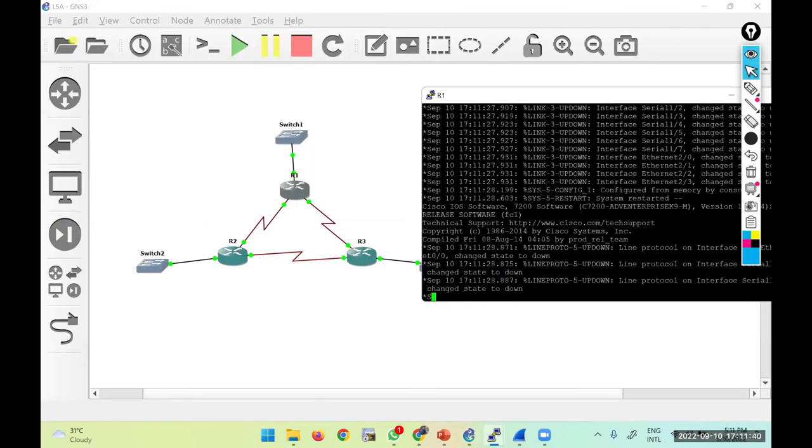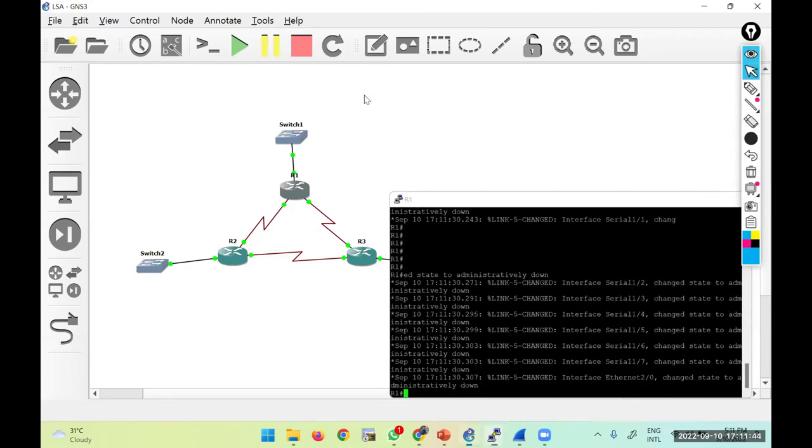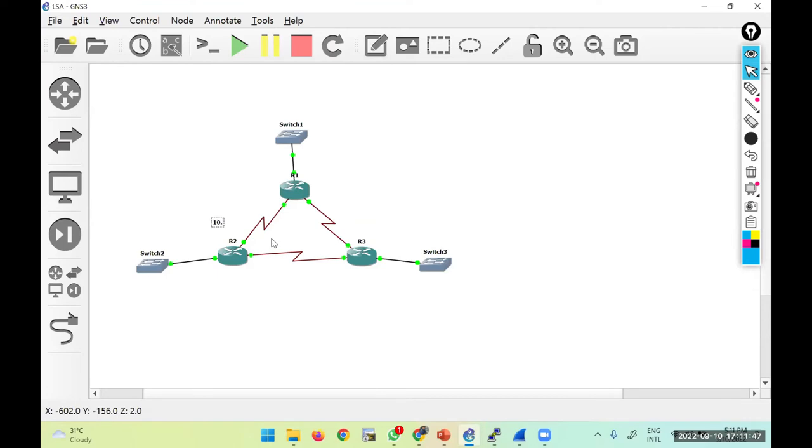Before configuring that, I'm putting the IP addresses here. This network will be 10.1.2.0/24, this will be 10.1.0.0/24, and that will be 10.1.3.0/24. This network will be 10.2.0.0/24, and this will be 10.3.0.0/24. Okay, this is our network. Now in R1, all the IPs will end in 1. In R2, all the IPs will end in 2. In R3, all the IPs will end in 3. Let's configure it.